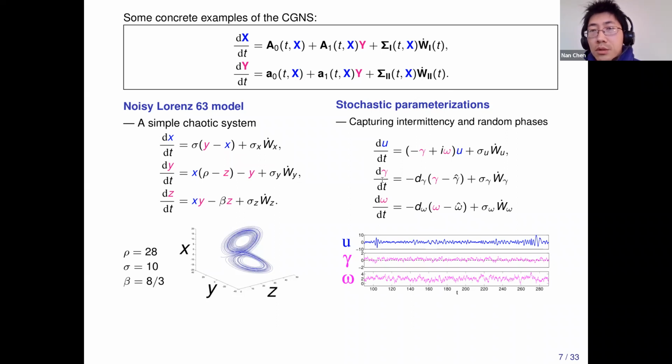So what you can do is you try to introduce two separate equations to describe the time evolution of this gamma and omega. So they are kind of stochastically parameterized. Then with these stochastically parameterized systems, the overall system will become nonlinear, because gamma times u will be a nonlinear term, omega times u will be a nonlinear term. Then you can get this intermittency behavior.